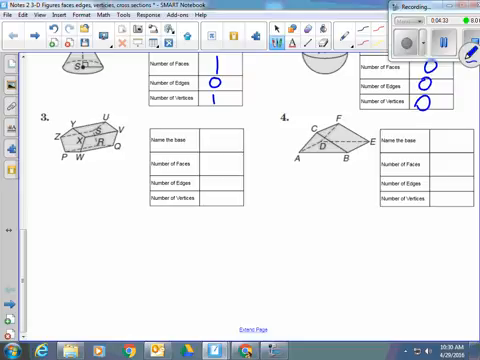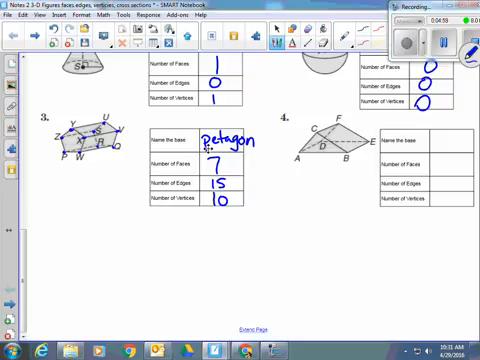Number 3, name the base. Pentagon. Remember, the bases are the 2 that are parallel and congruent, so this one is a pentagon. How many faces? 7. How many edges? 15. And how many vertices? 10. 1, 2, 3, 4, 5, 6, 7, 8, 9, 10. Very good.